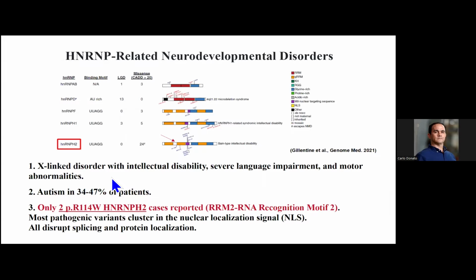Mutations in H2 cause an X-linked neurodevelopmental disorder that leads to serious language and motor problems and often autism. The R114W variant on the H2 gene is ultra rare, and it happens in a part of the protein that binds RNA. And this is why we focus on RNA-based outcomes.